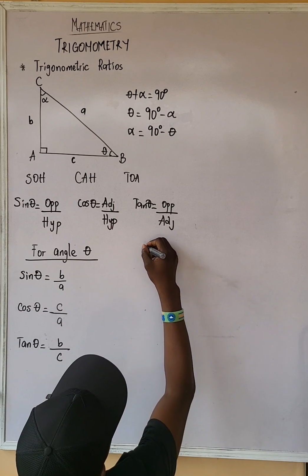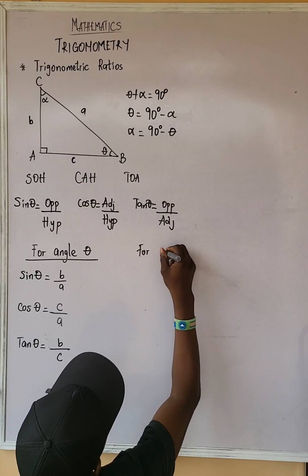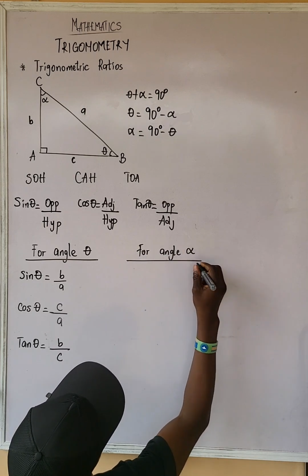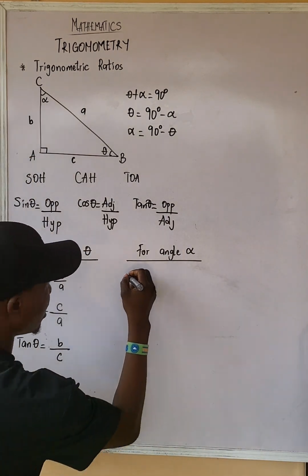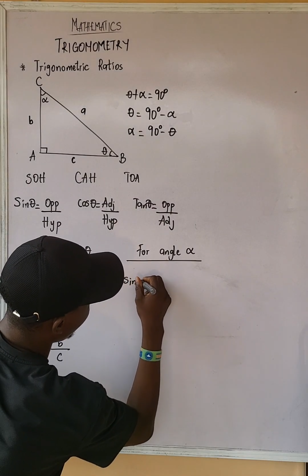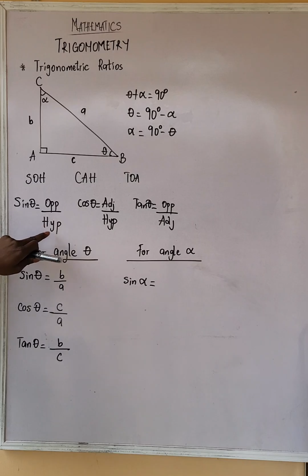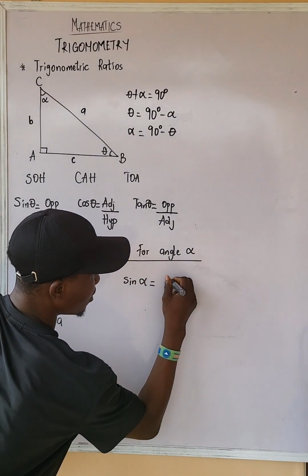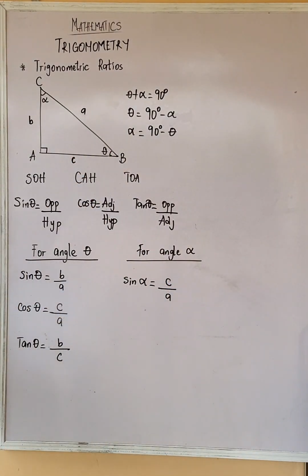Now let's go again for angle alpha. This is angle alpha up. So let's start with sine first. Sine alpha. What will be sine alpha? We said sine is opposite over hypotenuse, right? So which side is facing this angle? C, over what is the hypotenuse? Hypotenuse never changes, still the longest side. That's C over A. Do you understand?